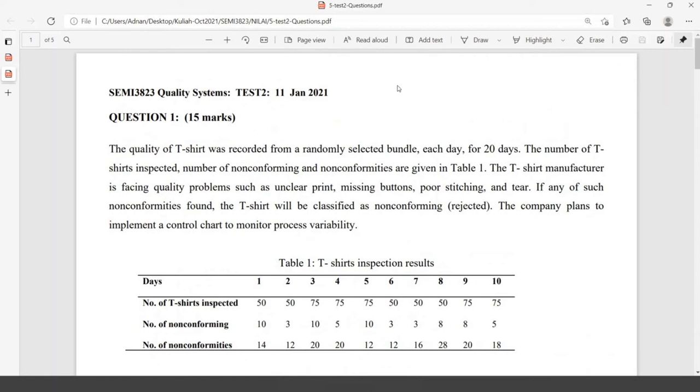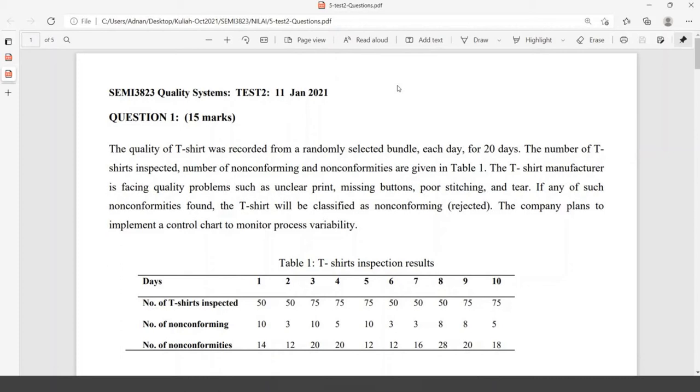So this is test 2 for last year, 3823 question. Okay, this question is related to attribute control chart. The quality of t-shirt was recorded from a randomly selected bundle each day for 20 days. The number of t-shirt inspected, number of non-conforming and number of non-conformities are given in table 1.